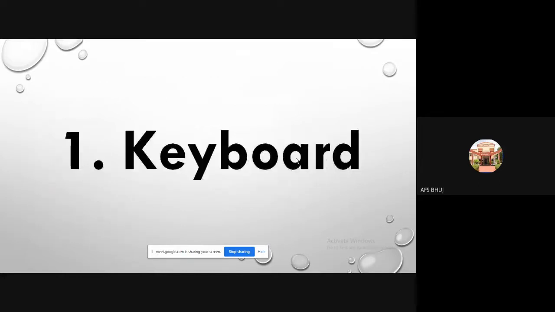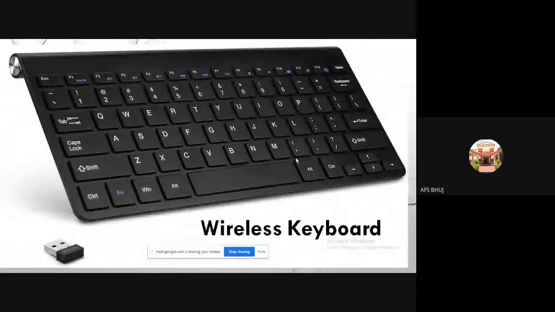First one is keyboard. We have different types of keyboard. The first one is the wireless keyboard. You can see on the screen, wireless keyboard means, as the name itself says, wireless. That means we won't use any cable to connect to the computer. This wireless keyboard uses wireless technology to work and to give input to the computer.